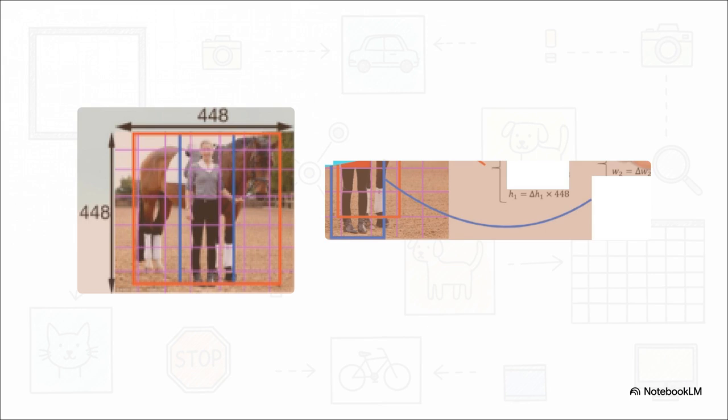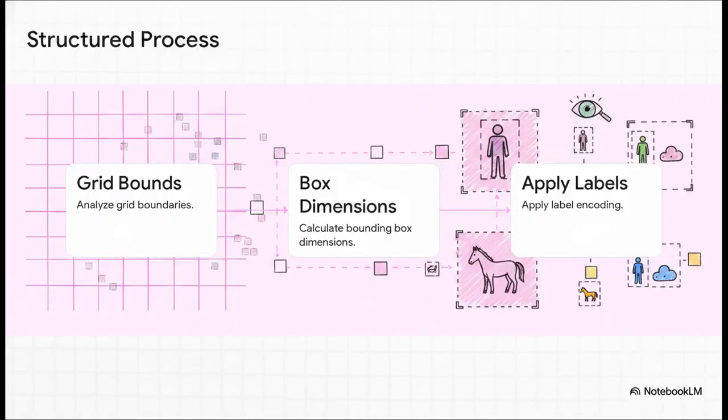It takes the precise geometric boundaries of the objects and anchors them right to the exact dimensions of that original 448 by 448 visual grid. That is how it knows exactly where an object starts and where it ends. So taking those raw pixel calculations we just saw, the system steps through a really logical, highly structured sequence.